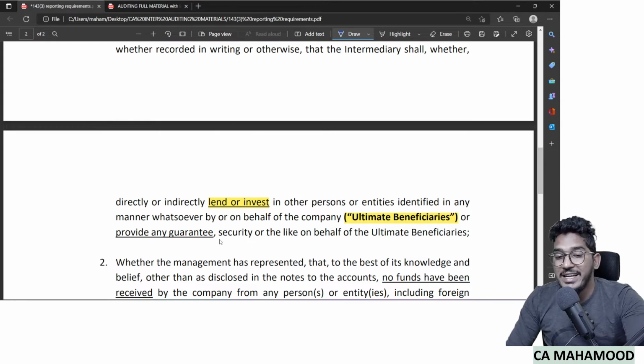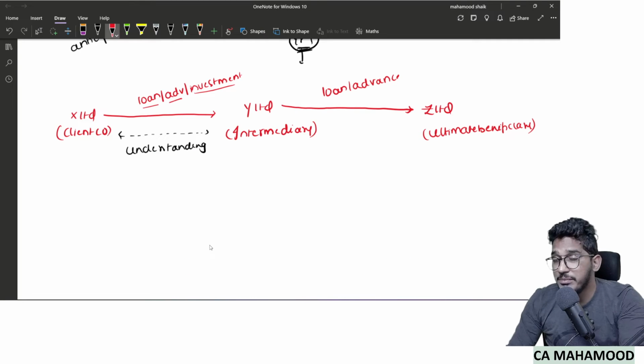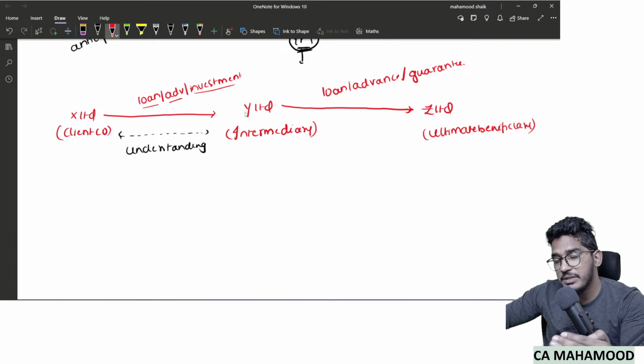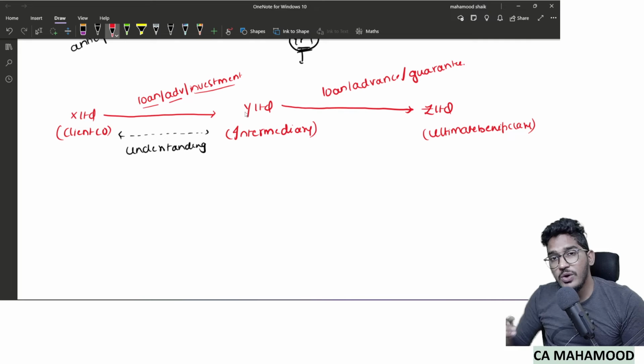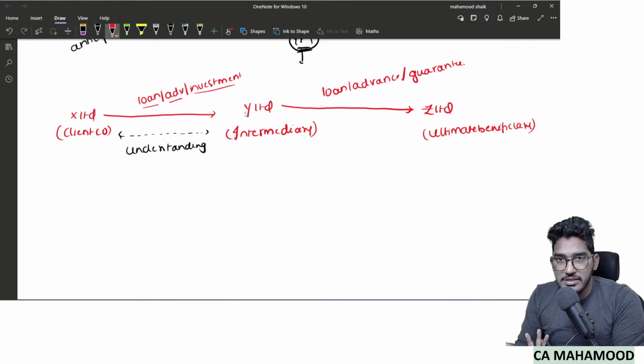Or provide any guarantee or security or the like on behalf of the ultimate beneficiary. Or the understanding could be not just to directly give a loan or advance, but that Y Limited will give a guarantee on behalf of Z Limited to a third party. So X Limited is giving the amount to Y Limited, not to directly give the amount to Z Limited. Even the understanding could be that you act as a guarantor for Z Limited. So that also could be an understanding.